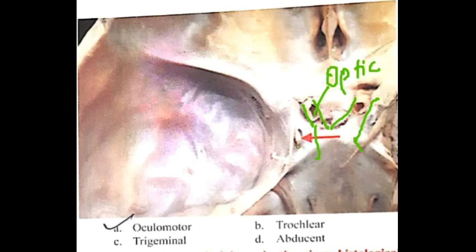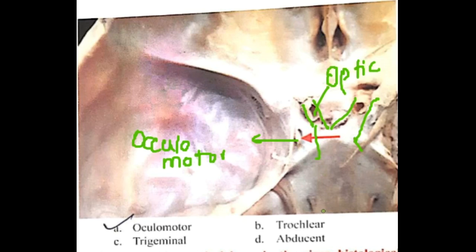This is coming from the superior orbital fissure. So this is actually the oculomotor nerve. The oculomotor nerve is the third cranial nerve, which will supply the extraocular muscles and the ciliary ganglion. Okay, so this is the oculomotor nerve which is given.